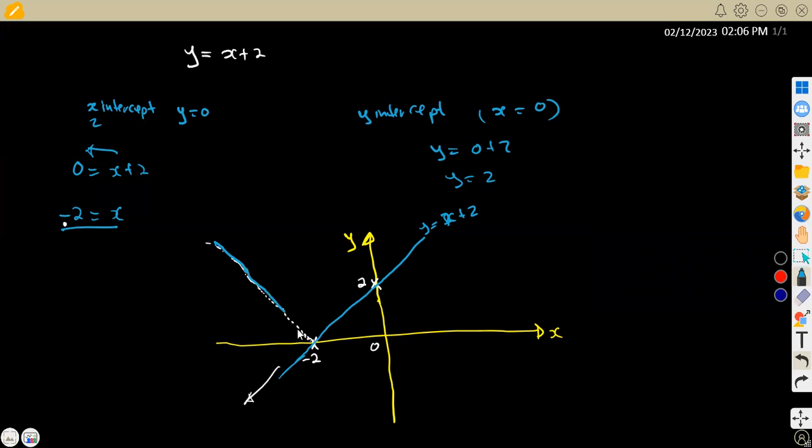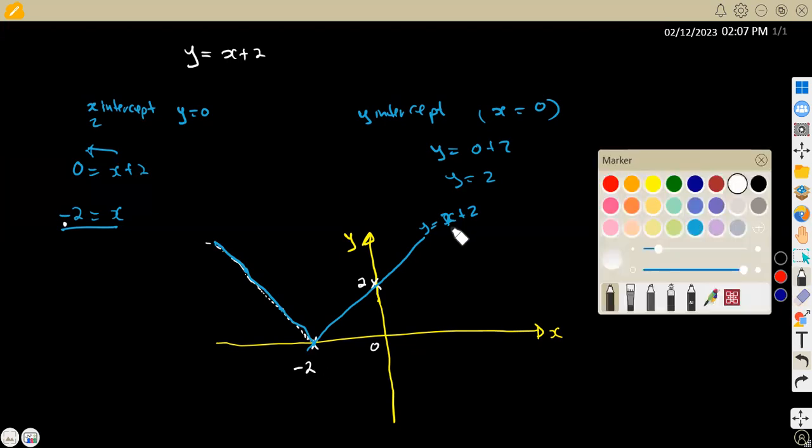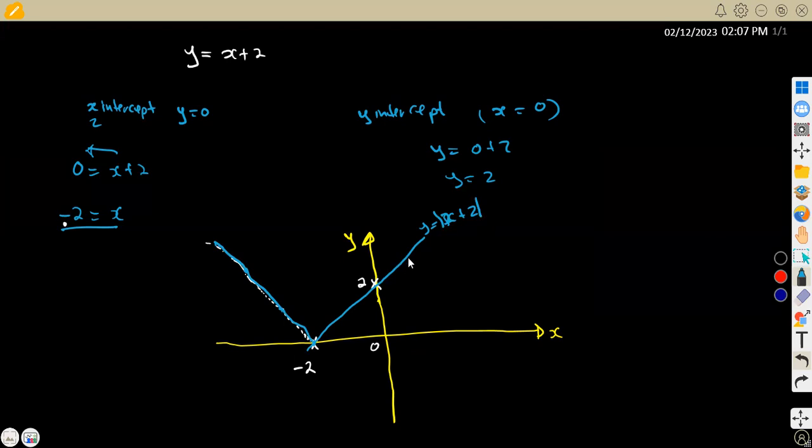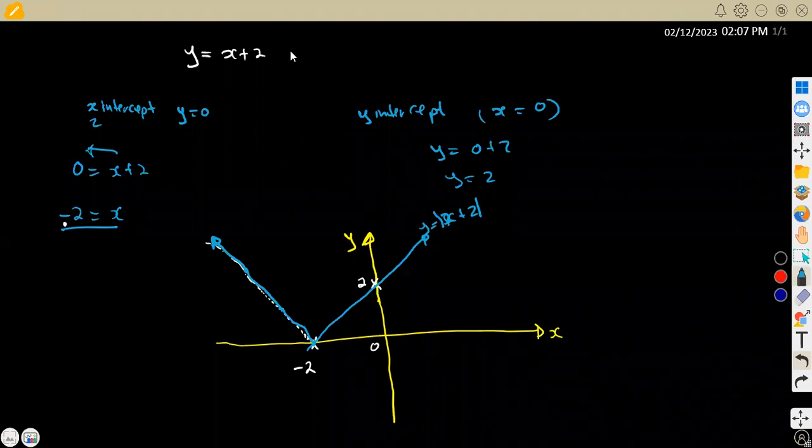All right, so this is going to be like this at -2. We no longer have this part below because we are dealing with positive values only. So this becomes the modulus, which we can write as the modulus of x plus 2. With this information, we understand basically what is referred to as the modulus of a function.